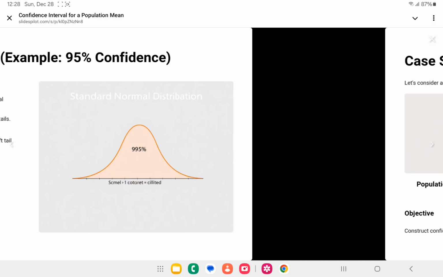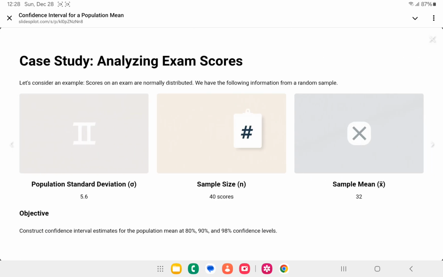Let's look at an example. Scores on an exam are normally distributed with a population standard deviation of 5.6. A random sample of 40 scores on the exam has a mean of 32. We want to construct confidence interval estimates for the population mean at 80, 90, and 98% confidence levels. The margin of error is going to be Z alpha over 2 times 5.6 divided by the square root of 40. We now need to find the critical value for each confidence level.